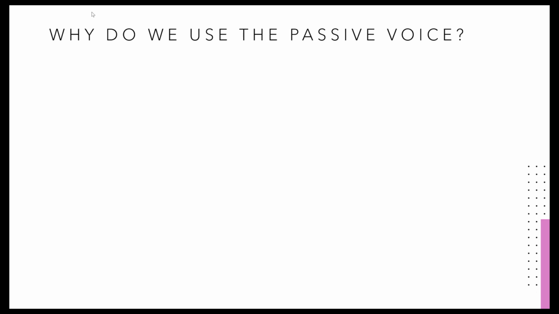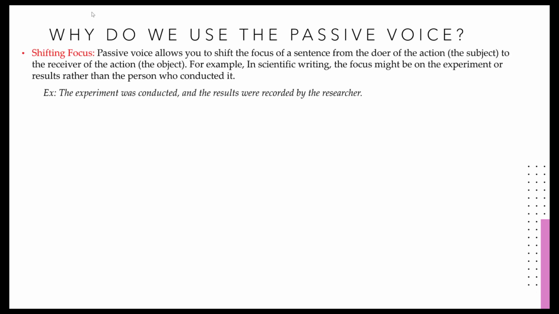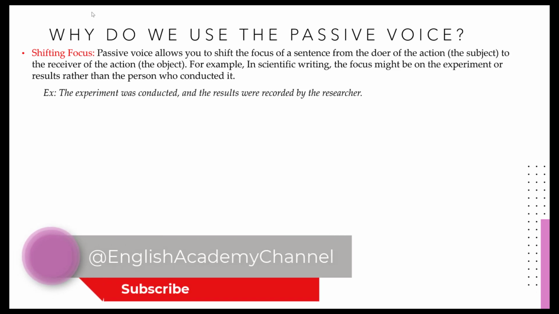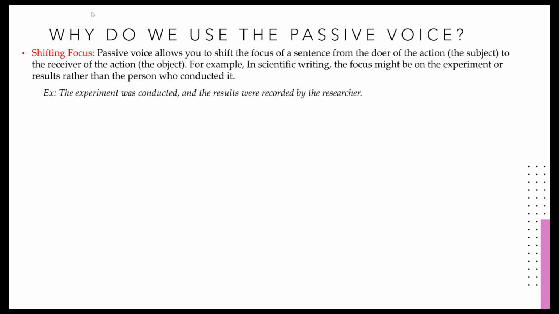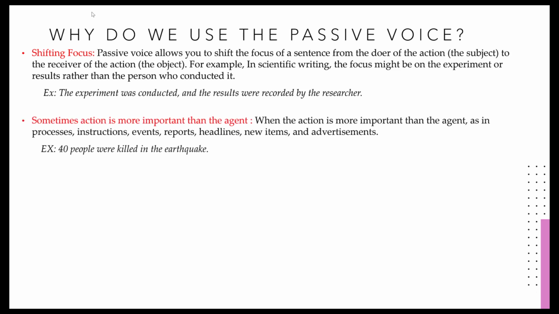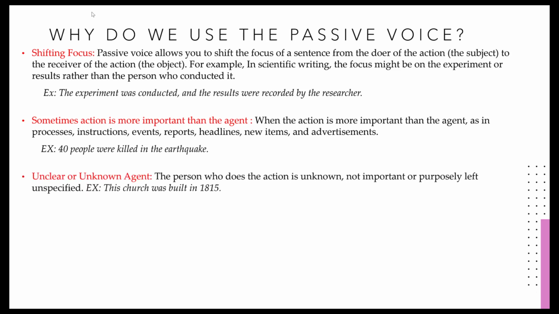Maybe you ask a question, why do we use the passive voice? We use it for shifting focus. For example, in scientific writing, the focus might be on the experiment or results rather than the person who conducted it. For example, the experiment was conducted and the results were recorded by the researcher. Sometimes the action is more important than the agent. For example, 40 people were killed in the earthquake. Unclear or unknown agent. For example, the church was built in 1815.